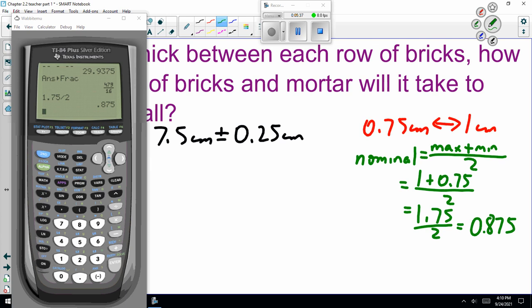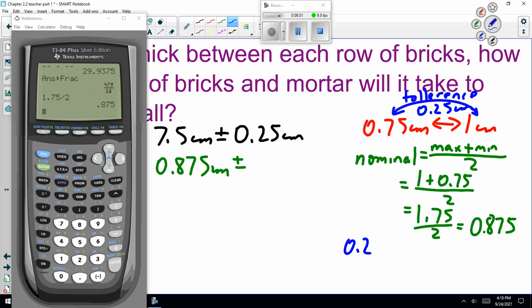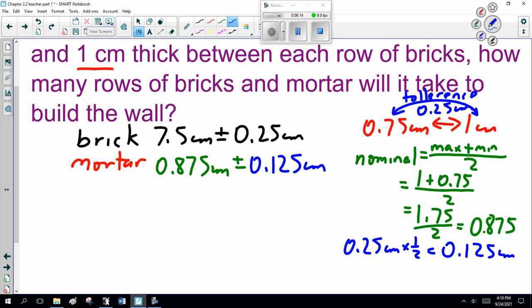So the mortar is 0.875 centimeters plus or minus what? Well, the tolerance is what? Between 0.75 and 1 is 0.25 centimeters. So 0.25 centimeters times 1/2, 0.125 centimeters. That's plus or minus 0.125 centimeters. Now, why am I doing it this way?